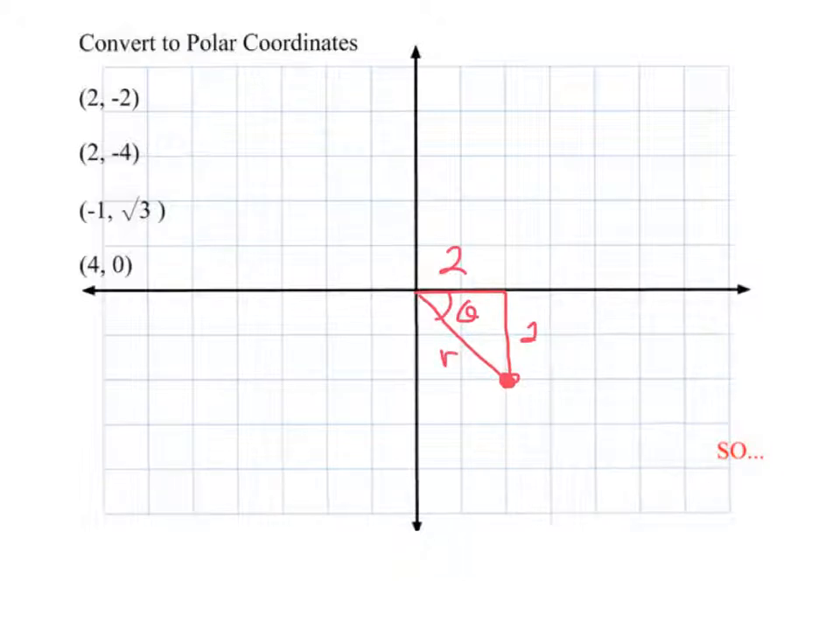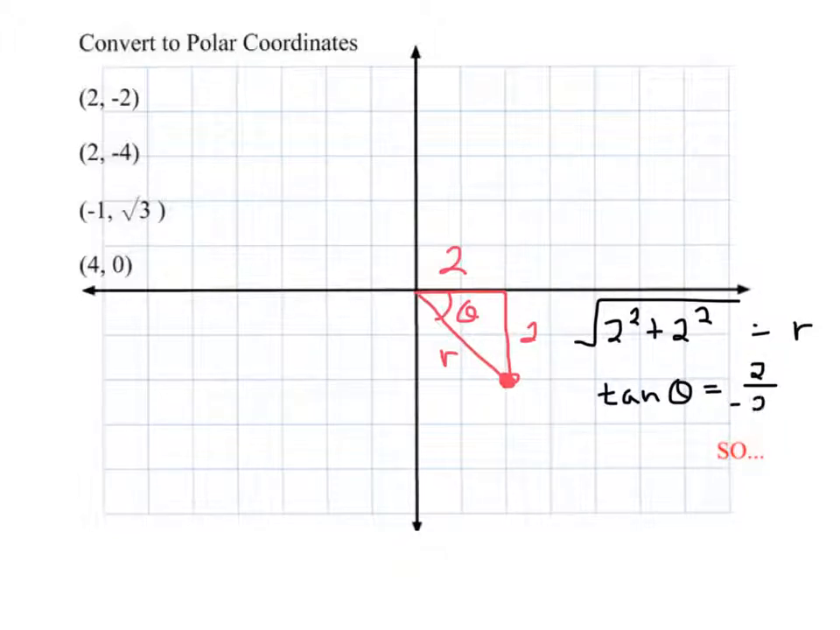Well, of course, Pythagorean theorem gives me the radius. All I need to do is do 2 squared plus 2 squared, square root that. That'll give me r. And the angle, well, I know two sides. I know the adjacent and opposite. So the tangent of theta is equal to, in my case, 2 over negative 2, I guess. So I just do the inverse tangent to both sides.